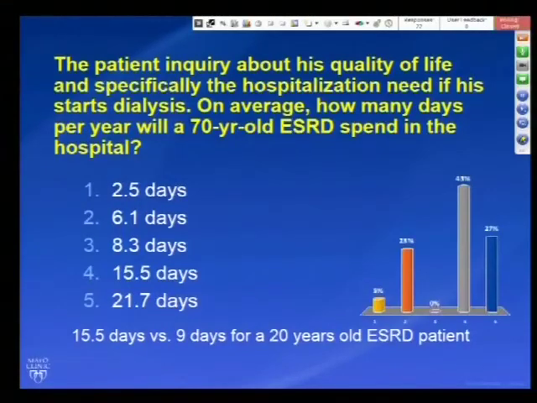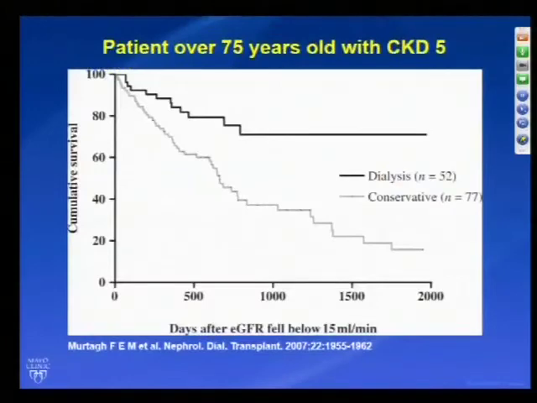Okay, so most of you identified the correct answer, about 2 weeks for a 70-year-old. That compares with about 9 or 10 days for a younger dialysis patient. So that's information that a patient might want to know.